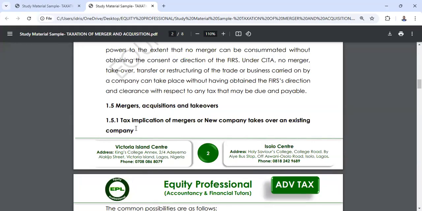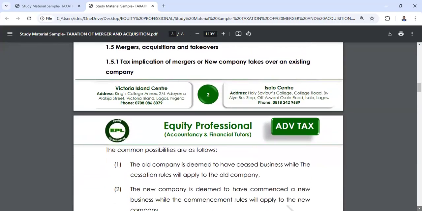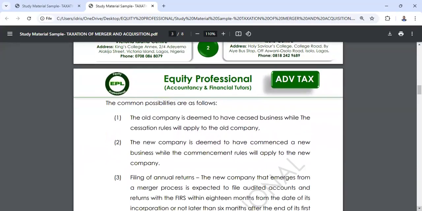What is the tax implication of merger? That is where we are going. So, number one, when there is merger, what are the tax implications? Number one tax implication is the old company is deemed to have ceased business. Why will the cessation rule apply to the old company? When A and B merge together to become AB Limited, A will cease operation, B will cease operation, and we are going to apply cessation rule to the two companies.